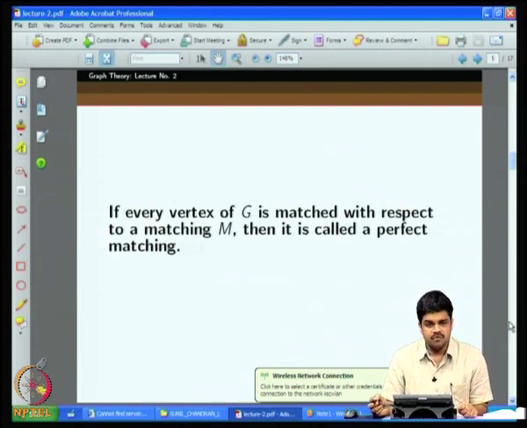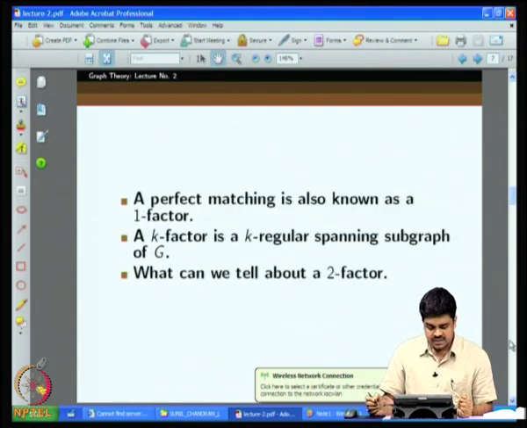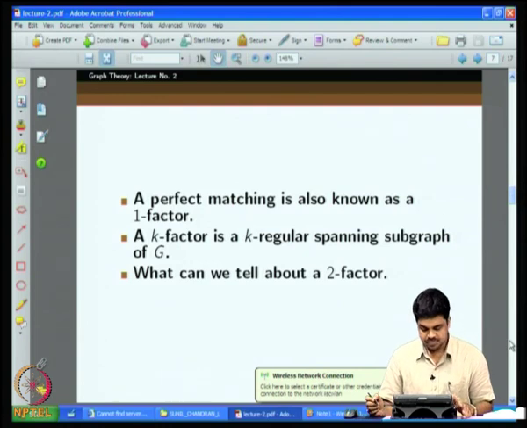In that case, it is easy to see that if there are n vertices in the graph, n has to be an even number, otherwise as we saw already we cannot get a perfect matching, and then n by 2 edges will be there in the matching, because if every vertex is matched, only 2 vertices can go to one edge. So essentially in a perfect matching we should have n by 2 edges. Here is some information: a perfect matching is also known as a one factor. It is another name which is used in the literature.